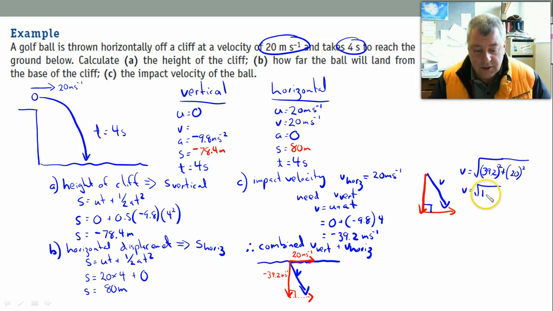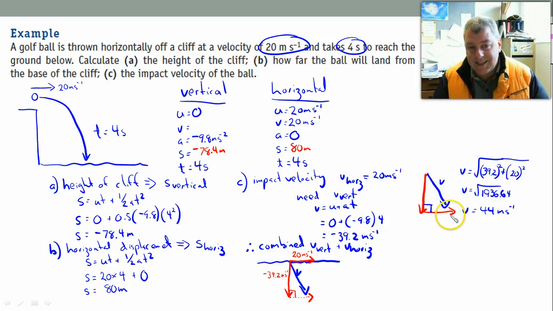This is a long question, isn't it? But this is what we do. This is what we've built up to be able to do. So there's V. Now notice all the lines are working I'm putting down so that if I make a mistake, whoops, which is just what I just did, I can go back and work out exactly what I have to do. So this should be 44 meters per second to the minus 1. So that's the actual impact velocity.